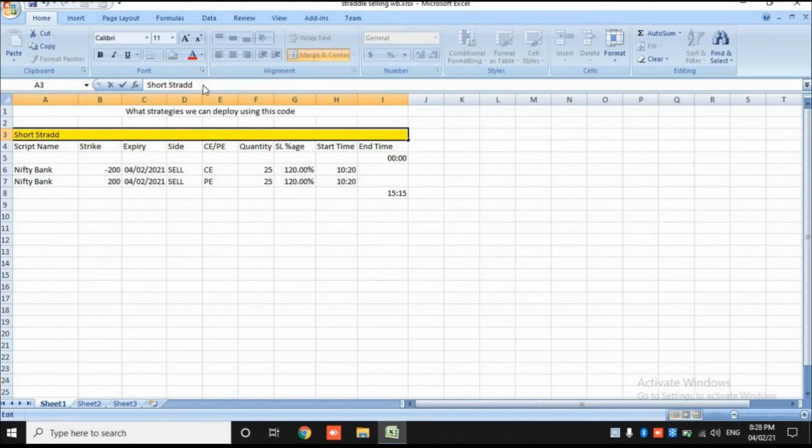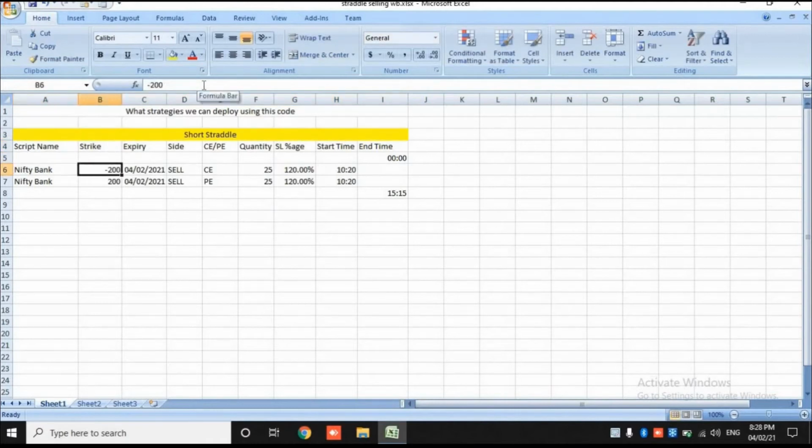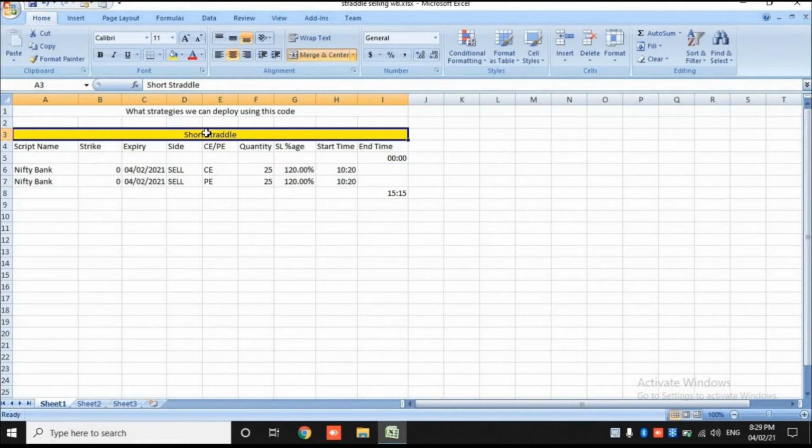Next up, we have the short straddle. The short straddle is very similar to the short strangle. Here, the only difference is that both the call and the put strikes are the same. All the rest remains common for both strangle and straddle.